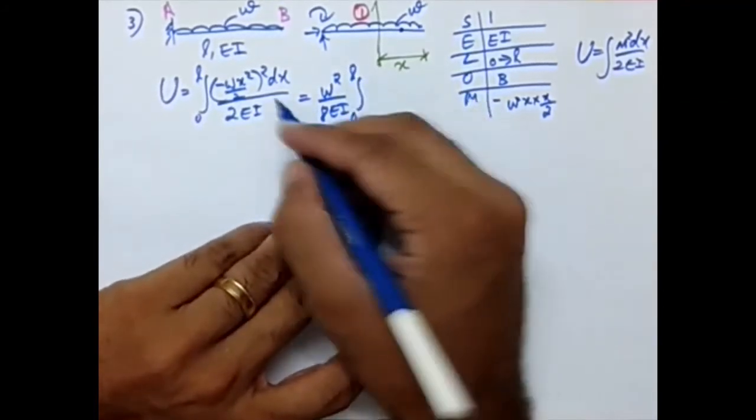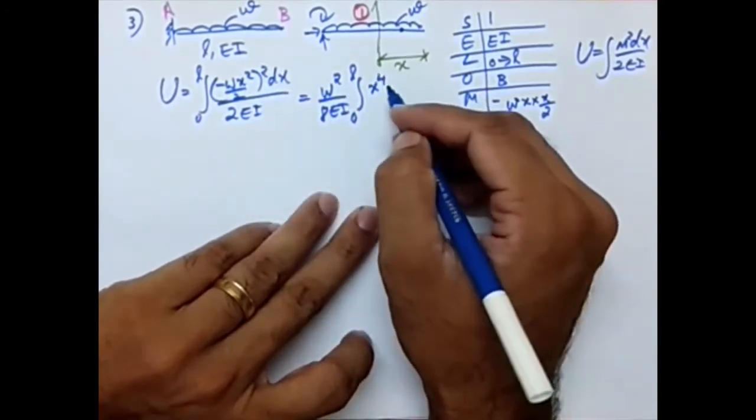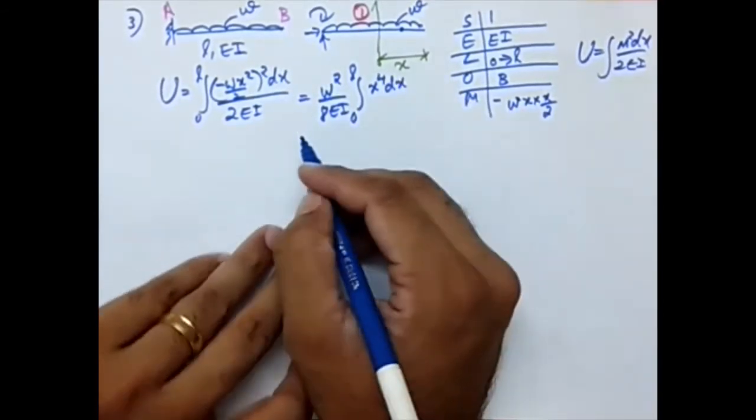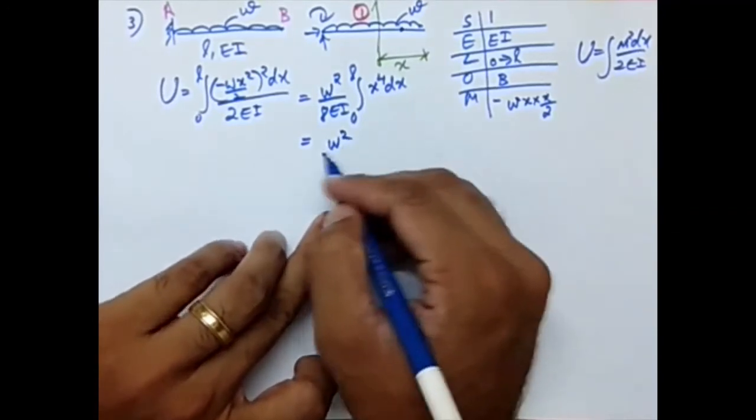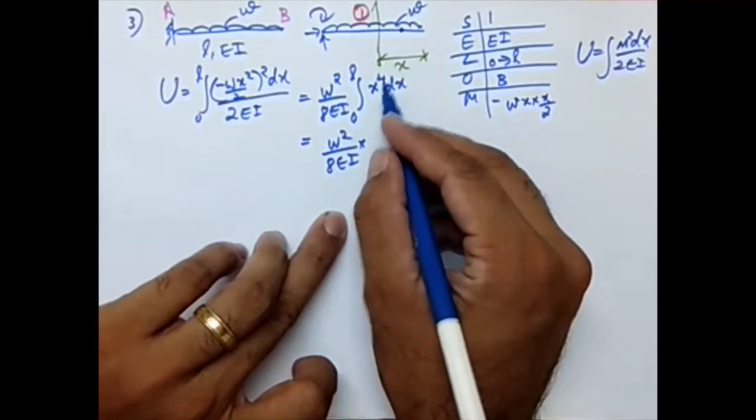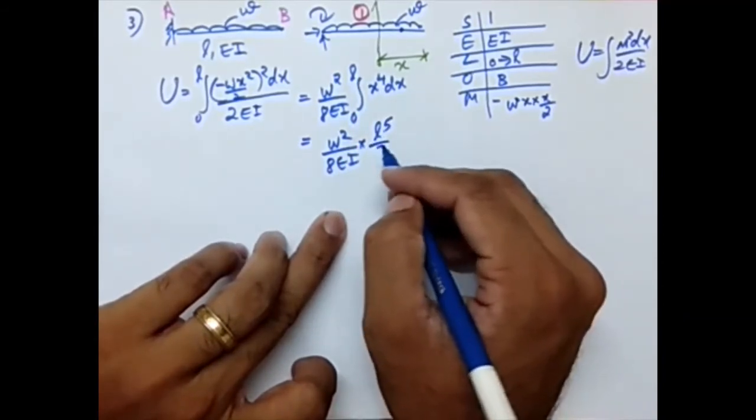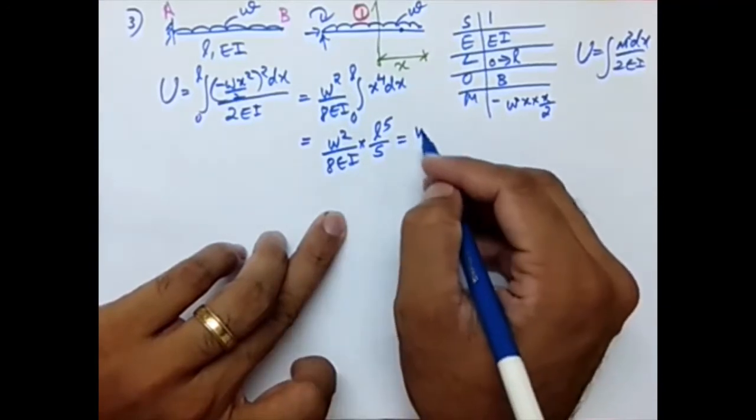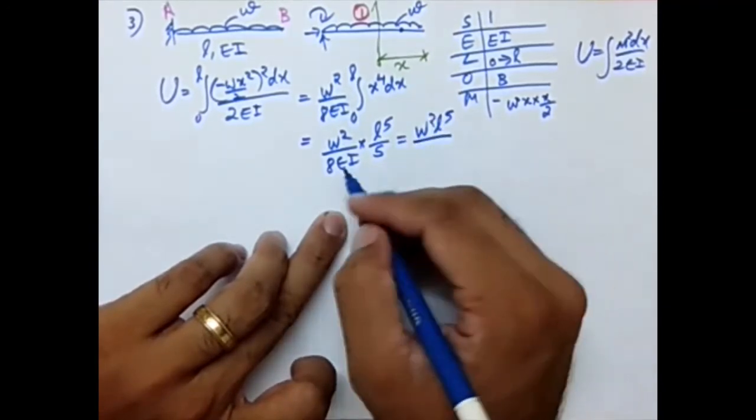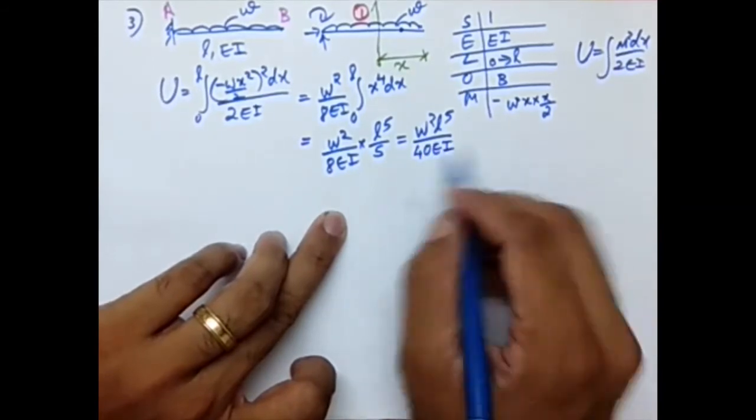And 0 to L, x square square, that is x raised to 4 dx. So this will become w square by 8EI into x raised to 5 by 5 within the limit 0 to L, which means L raised to 5 by 5. That is w square L raised to 5 by 40EI.